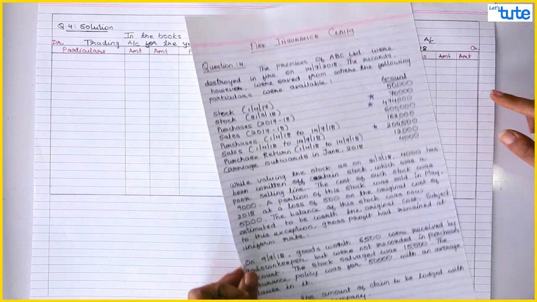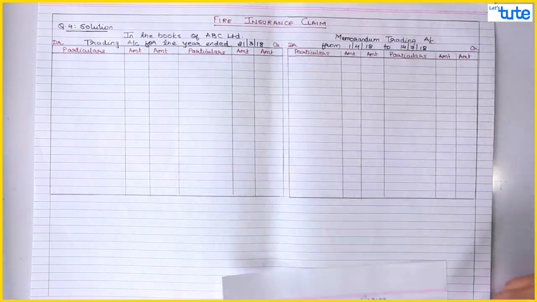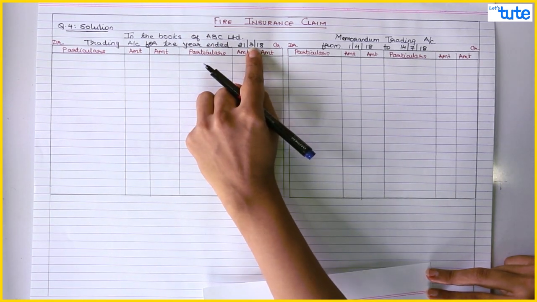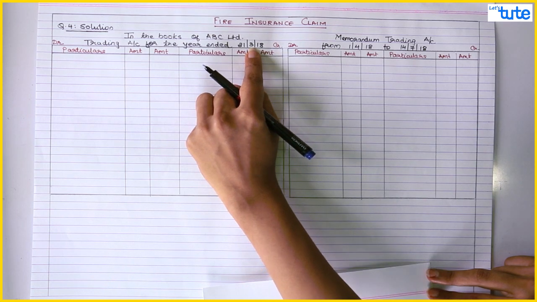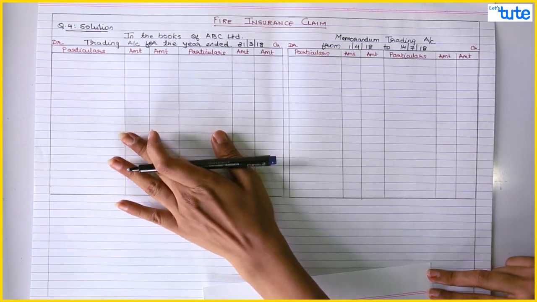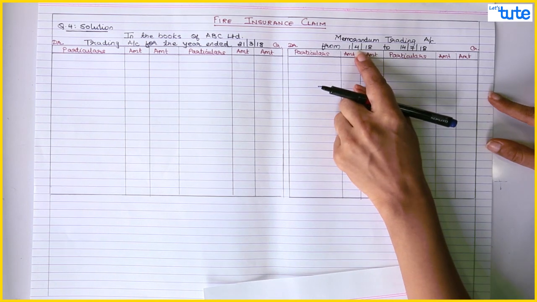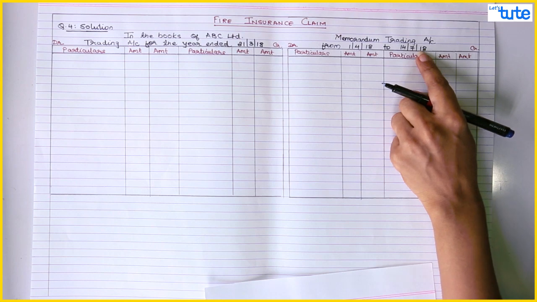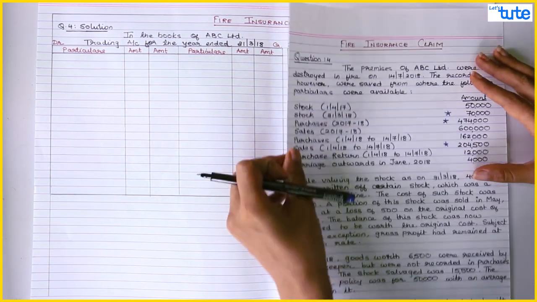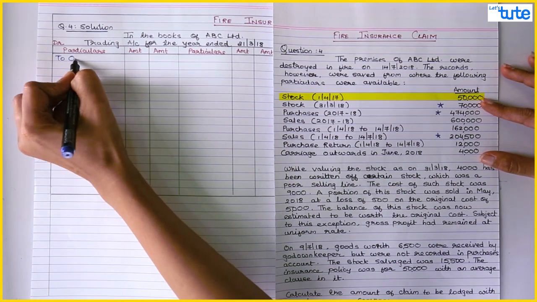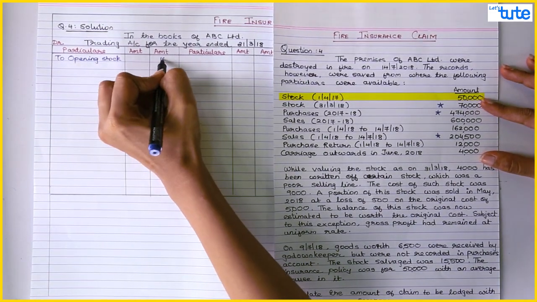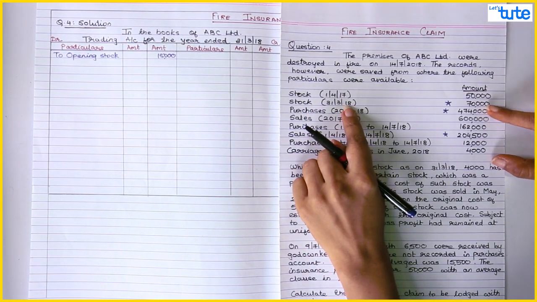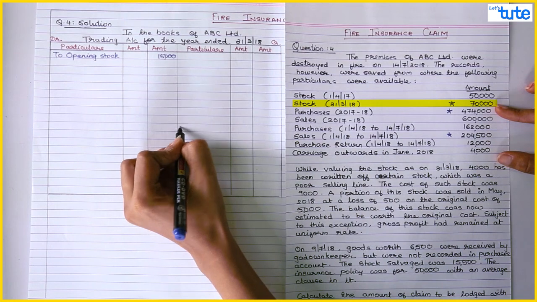Now what you have to do, we'll start basic posting first. We'll prepare in the books of ABC Limited trading account for the year ended 31st March 2018. So this is for the previous year 2017-18 and we'll prepare memorandum trading account from the first day of the accounting period, that is 1st April 2018 to the date of fire, that is 14 July 2018. So we'll start with stock. Opening stock is 50,000. Next we have closing stock. Stock as on 31st March 2018 is 70,000. So that is our closing stock.